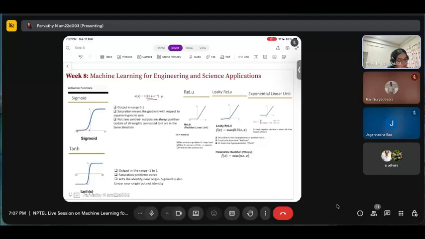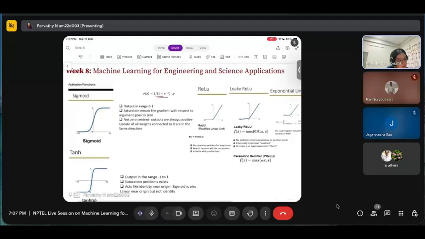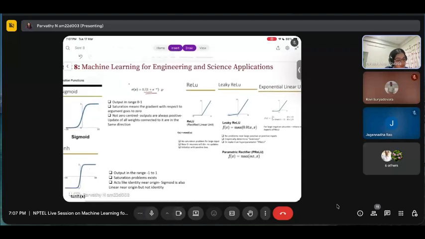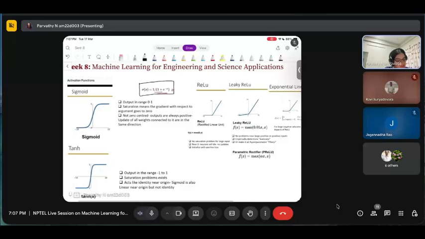So in case of sigmoid, whatever input it receives, it will transform the input to an output in the range 0 to 1. And if x is the input, the equation for sigmoid is given by 1 by 1 plus e raised to minus x. And the curve is like this. It is centered at 0.5.